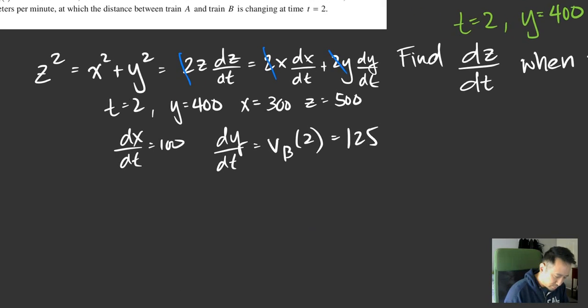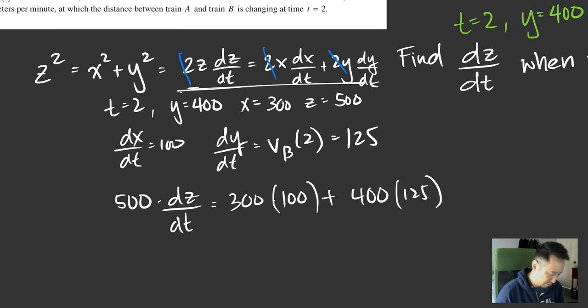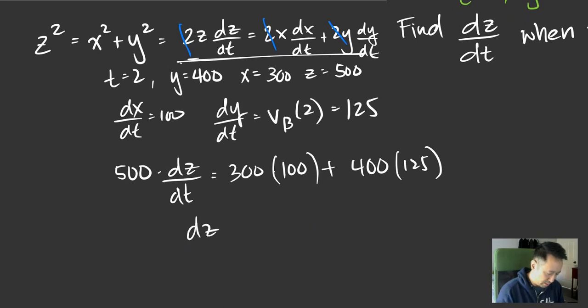Okay, cool. So now inputting all this into this equation, I have z, which is 500, times dz/dt, which is what we're looking for, equals x, which is 300, times dx/dt, which is 100, plus y, which is 400, times dy/dt, which I found was 125. And then we can just solve for dz/dt, which I believe is 160 meters per minute.